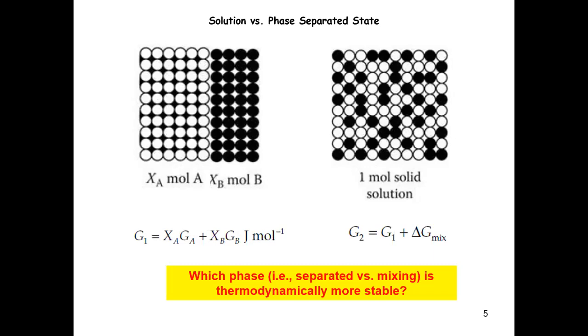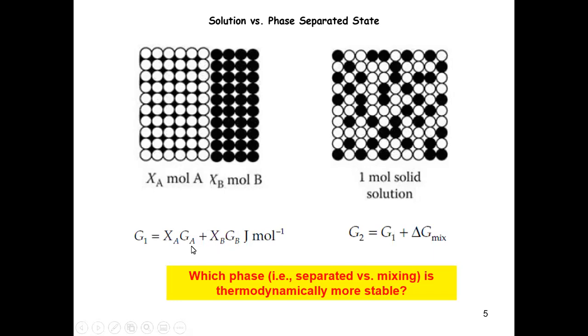And we know that to understand which one is more stable, we have to look at their Gibbs free energy, right? In the last lecture, we showed that it's very easy to write down the Gibbs free energy for this demixing state. We call this state 1, and this is state 2. The Gibbs free energy for this particular state, which we denote by G1, is simply the molar fraction of A times the molar free energy of A plus the molar fraction of B times the molar free energy of B.